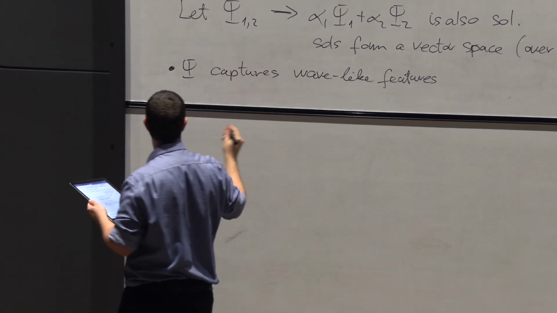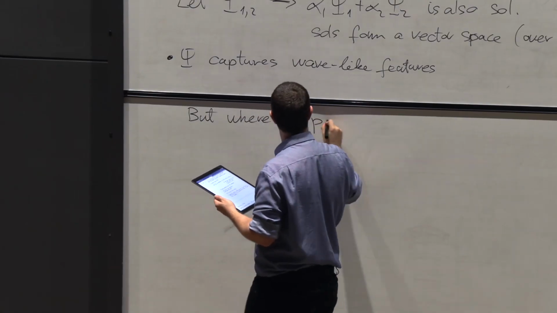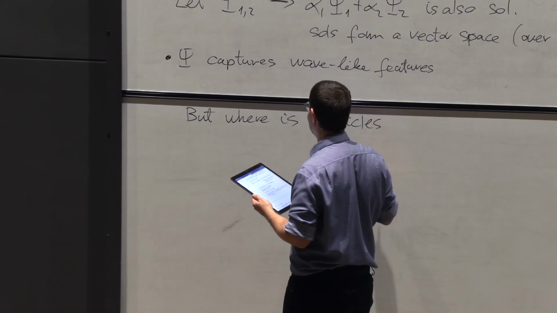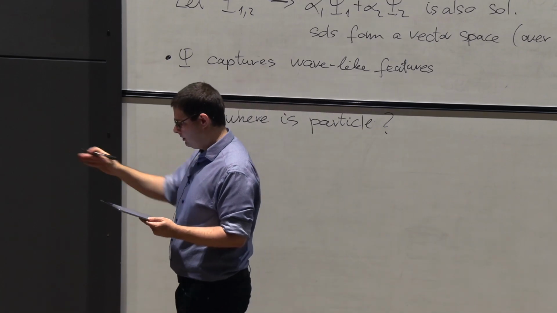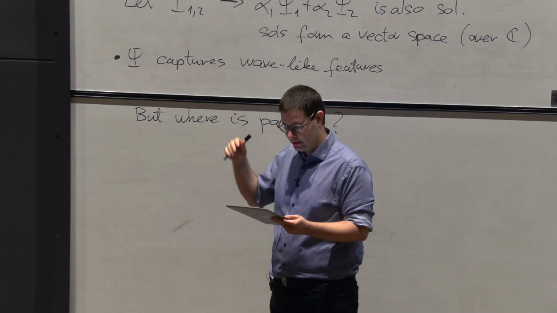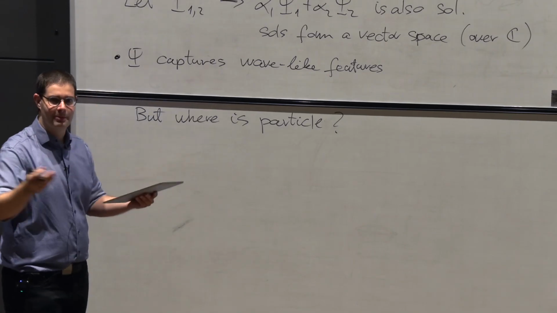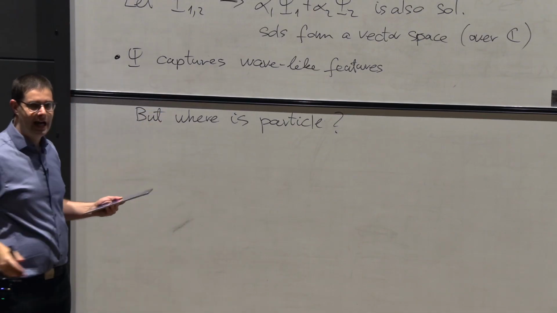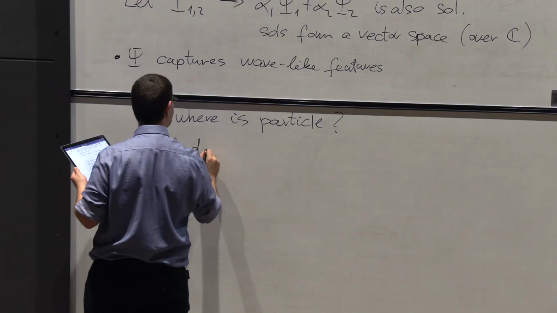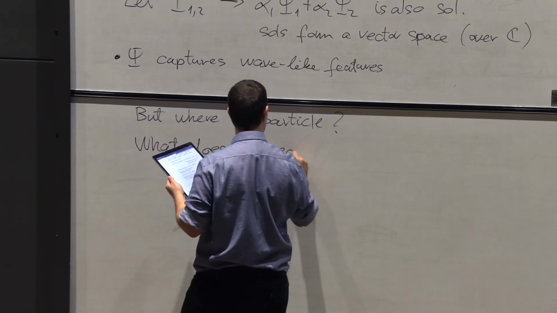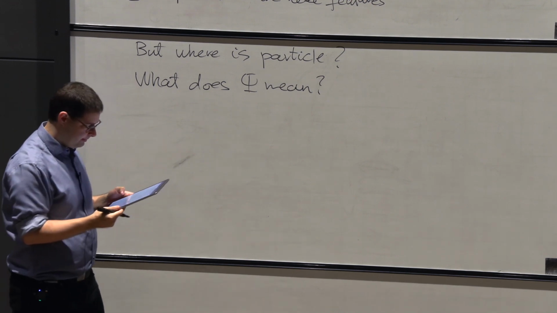Okay, so that's good. But then we immediately have the question, but where is the particle? We also saw that particles sometimes behave as particles. Where is the particle? And in our way to abstraction, we somehow lost the meaning of what we are trying to describe, right? We're trying to describe where the particle is, what its momentum is, and now we just have this psi, and we don't really know how to extract this information from it. So what does psi mean? And we will answer these questions shortly. Okay? Any question?